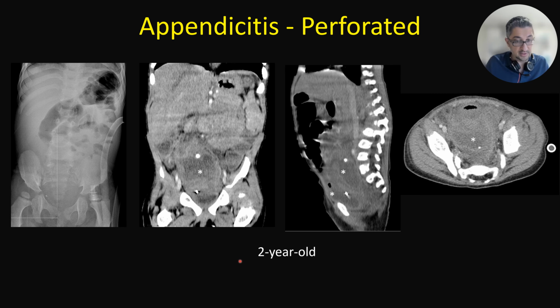This is a very young child, 2-year-old, with perforated appendicitis. As you can see here, on the X-ray, there is an appendicolith in the right hemipelvis. This was confirmed on CT, but there is also a second fecalith here, which we cannot see on the X-ray. And after the CT, we saw that these appendicoliths were actually floating within the abscess collections. So there are two communicating abscess collections in the lower abdomen and pelvis secondary to perforated appendicitis.